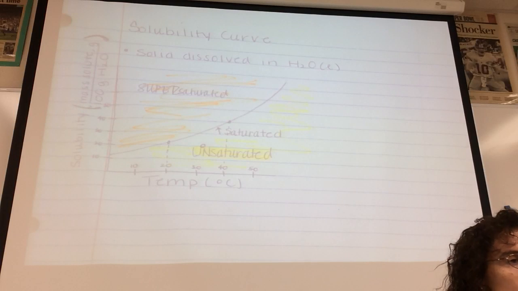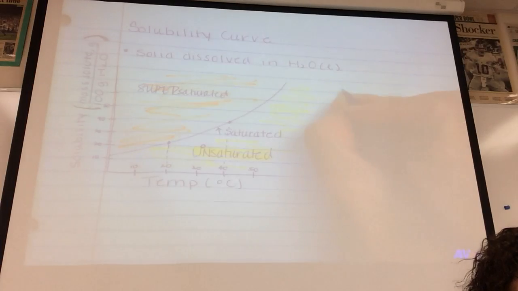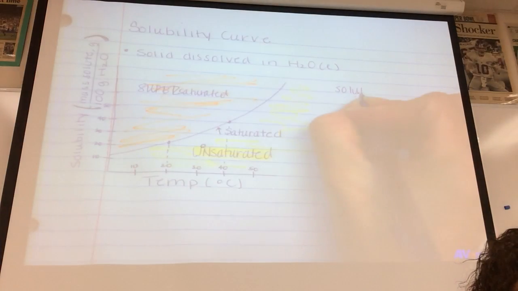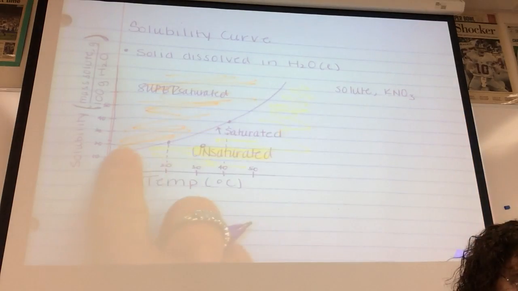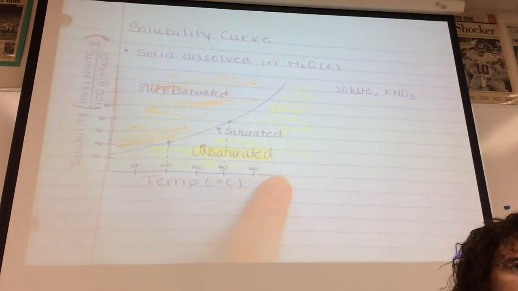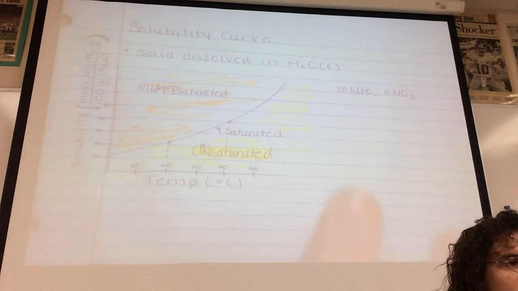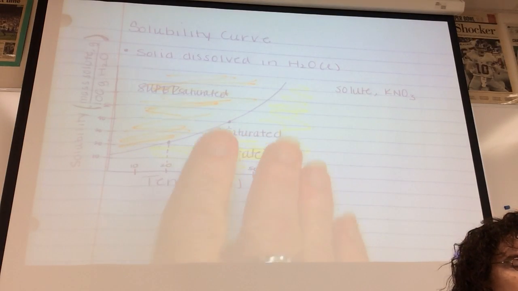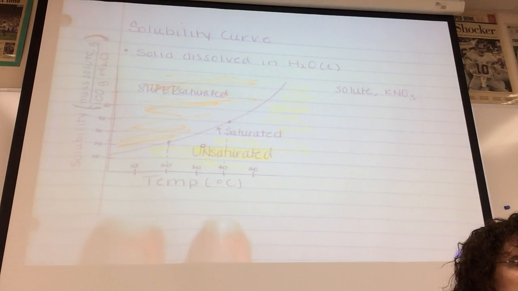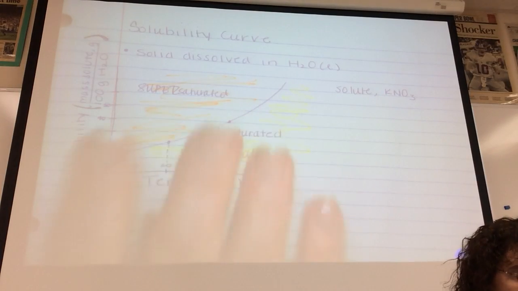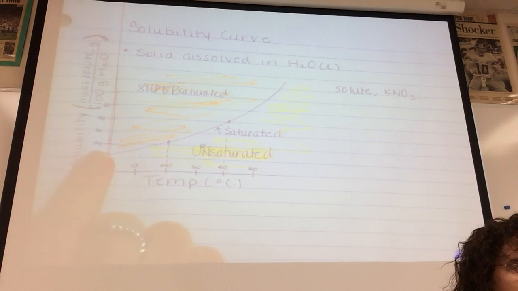So when you do your lab, your solute is going to be potassium nitrate because it shows a great increase in solubility with an increase in temperature. So what we're going to do is we're going to solubilize different amounts of it, and then we're going to cool it, and when those crystals appear, we're going to note the temperature, and you're going to generate a curve.